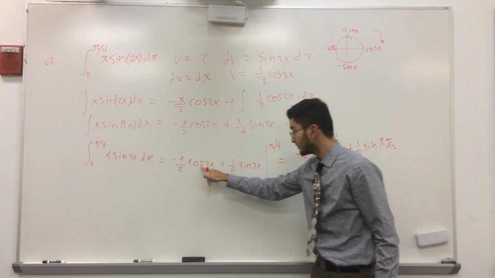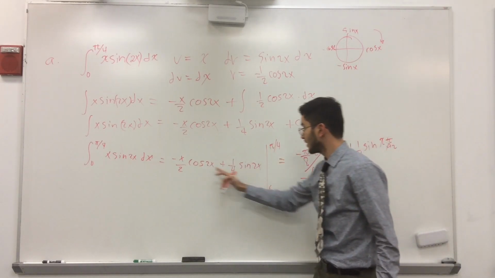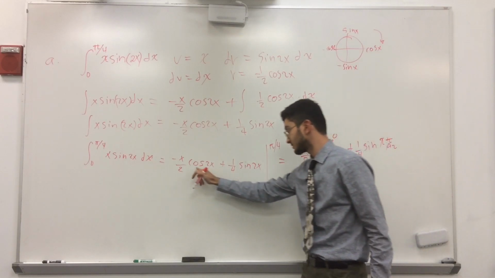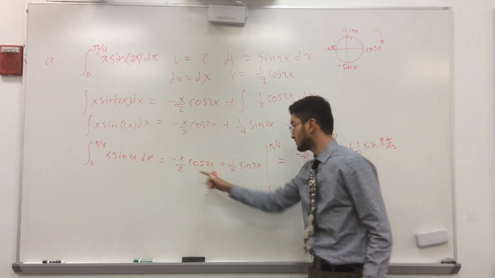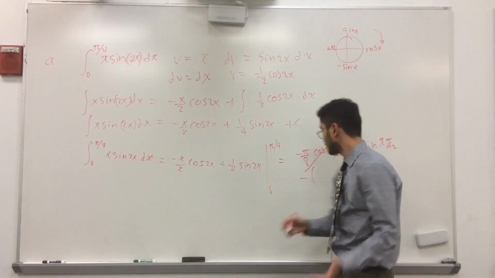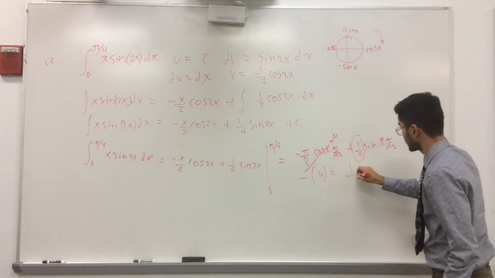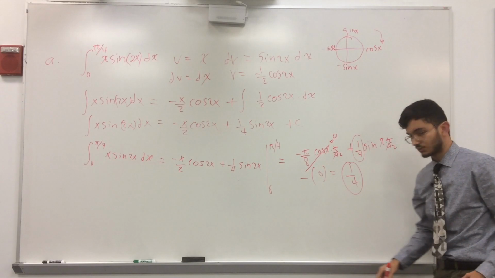So 0 times anything is 0, except for infinity. In that case, you're going to have an indeterminate form. But of course, this is cosine of 0, which is 1, times 0 is 0. And then sine of 0 is 0. So all we have left is 1/4. So 1/4 is the answer, 1/4.